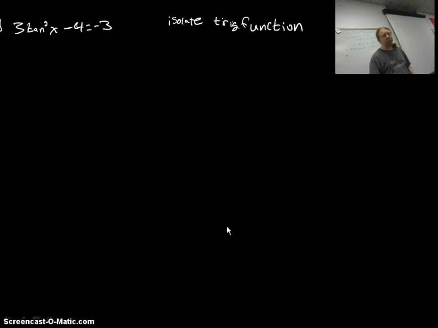Yeah, so in this one we're looking at 3 tan squared x minus 4 equals -3, and we're starting off, so we're mainly just looking at isolating the trig function as our general strategy. We're not doing anything crazy yet. So this is our warm-up. But it also gives us a chance to talk about the various answers.